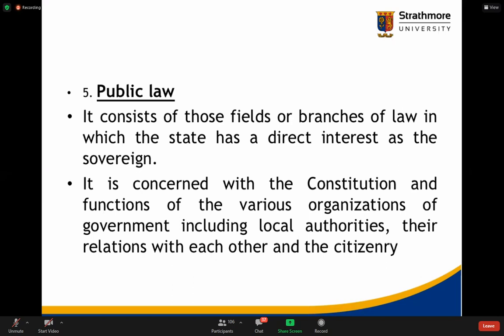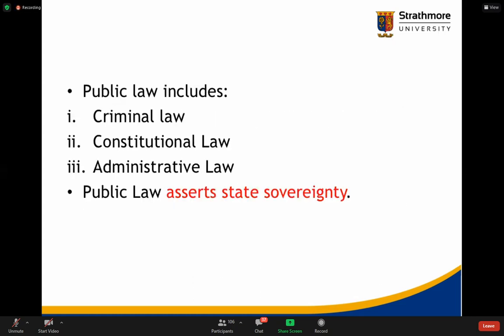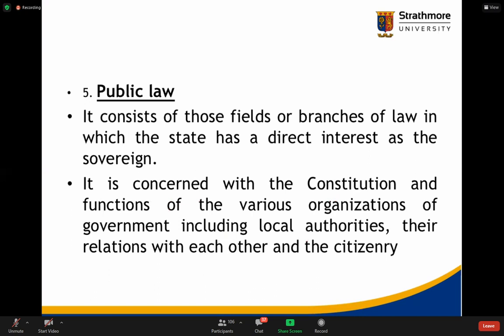So public law consists of those fields or branches of law in which the state has a direct interest as a sovereign. It is concerned with the constitution and functions of the various organizations of government, including local authority, their relations with each other, and the citizenry. So public law includes criminal law, constitutional law, and administrative law. Sorry, I've moved so fast there. Let me give you time to absorb that a little bit.